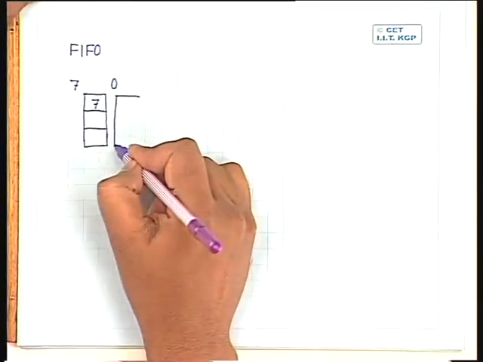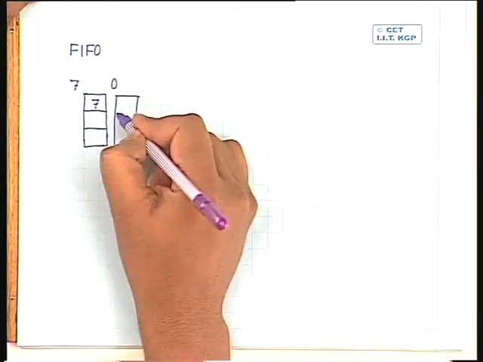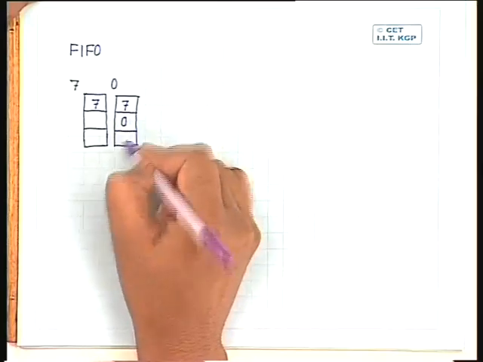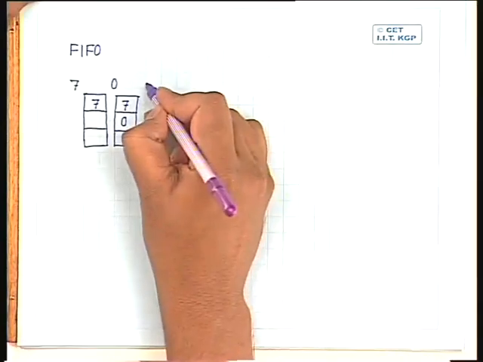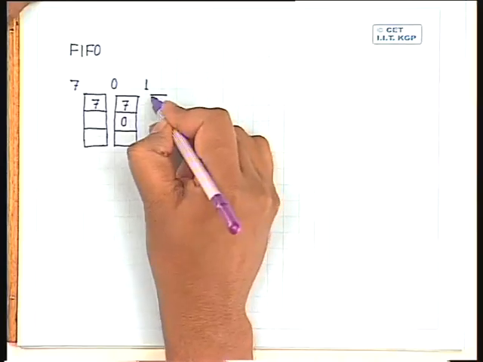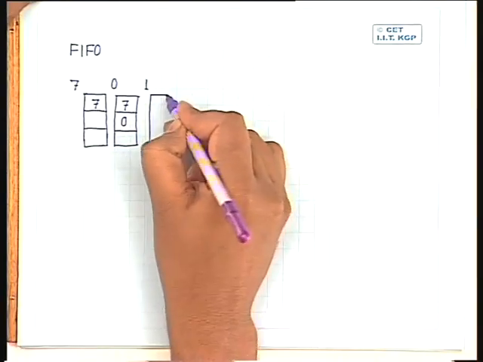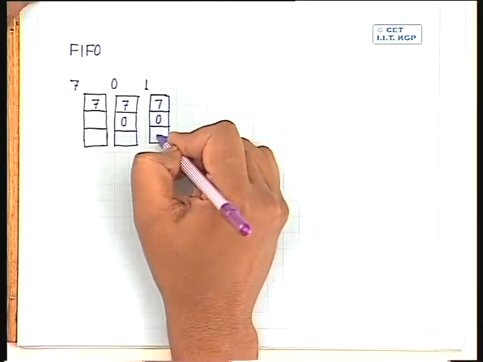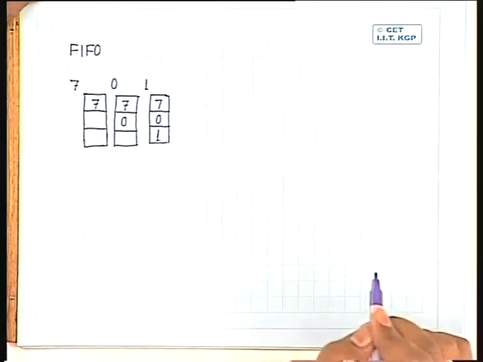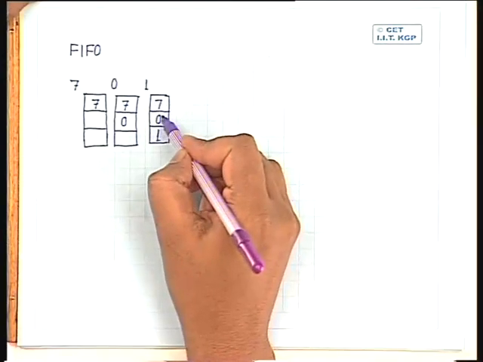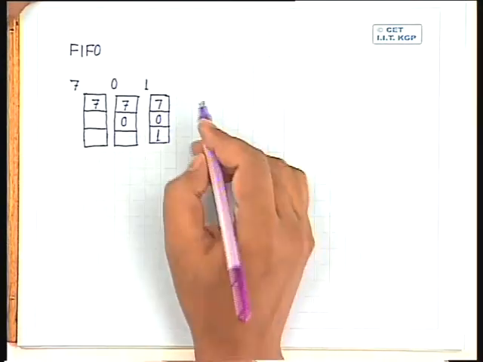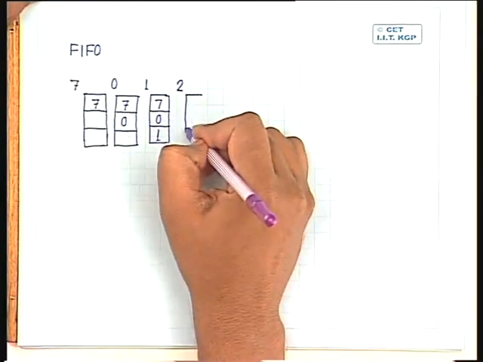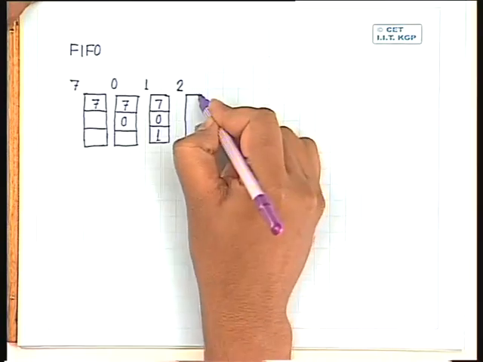This time I have 2 free frames. So one of the frames will be used to store page number 0, and I'll have one more frame free. Next time when page number 1 is referred, the situation will be like this. I'll have pages 7, 0, and 1 available in the main memory. Now all the 3 frames are occupied by 3 different pages. Next time when page number 2 is referred, there is a problem because I don't have any free frame in the main memory.